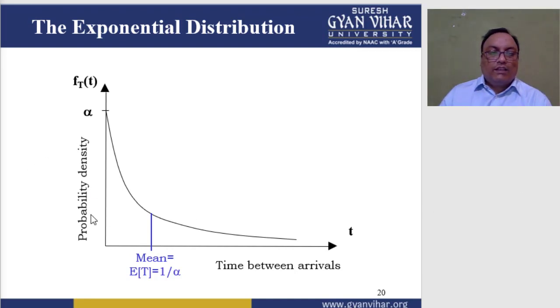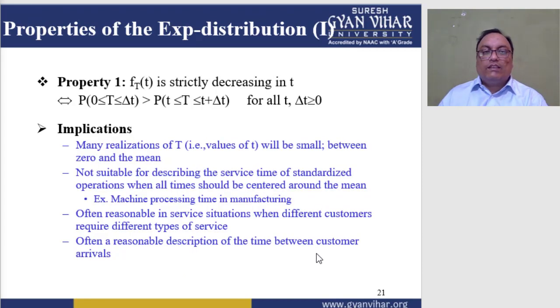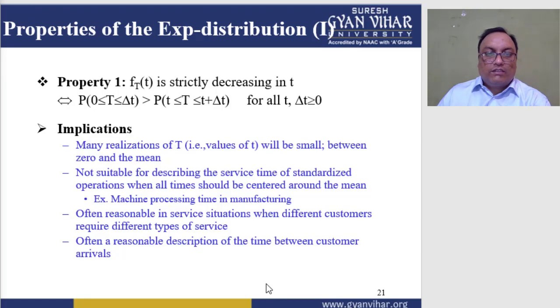So for this case here, probability density is less if the time between intervals is less also. If the time between intervals is high, right? And for this case, properties of the exponential distribution depend on f(t), which is directly decreasing in it. Suppose f(t) is directly decreasing if the time between arrivals is increasing, right? So for this implication, some points are noted here.